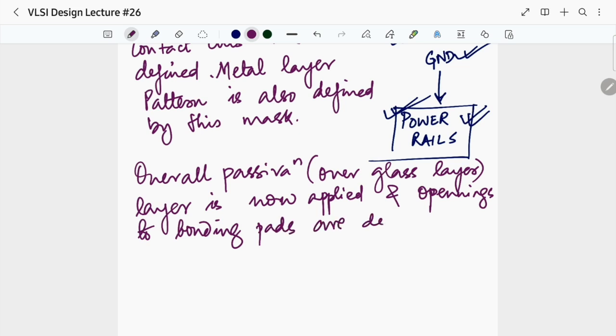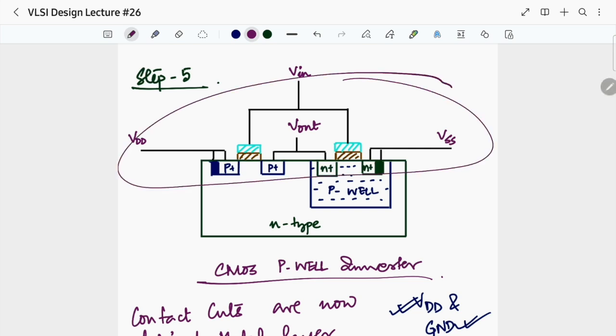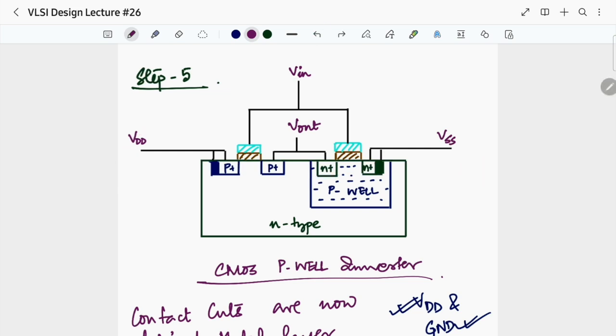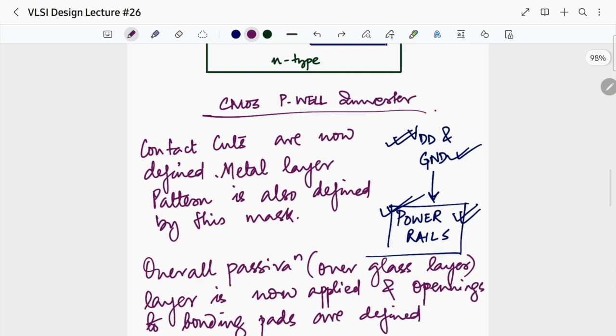So basically we have got the contact cuts. To get the contact cuts, we have to have the metal layer over here, that we have done, and we have also done overall passivation, means there should not be any kind of leaks of current. Alright, and we have got the bonding pads connected as well. Okay, so this is it for our P-Well CMOS inverter.